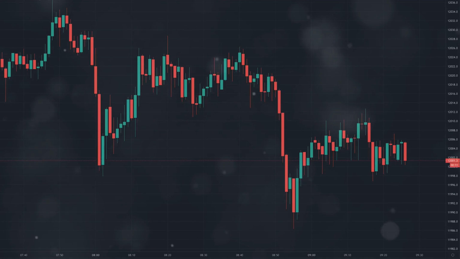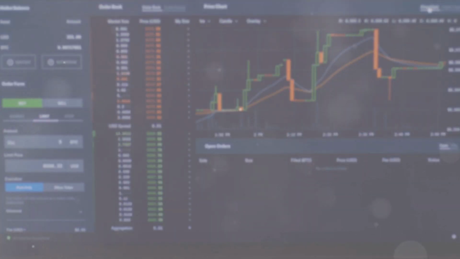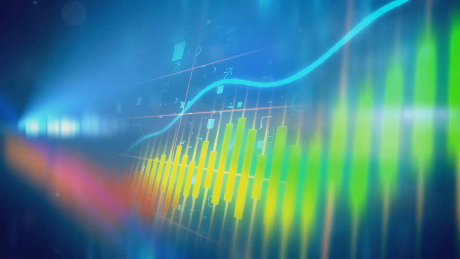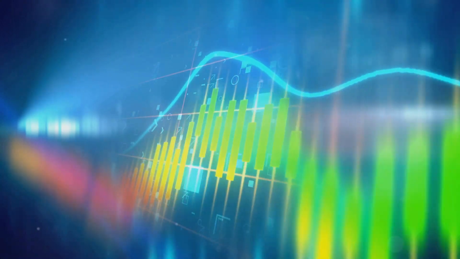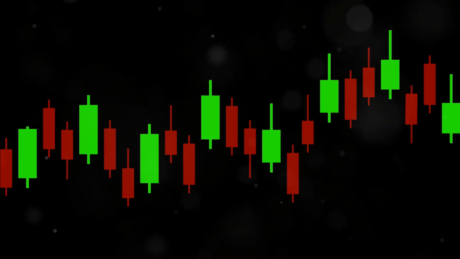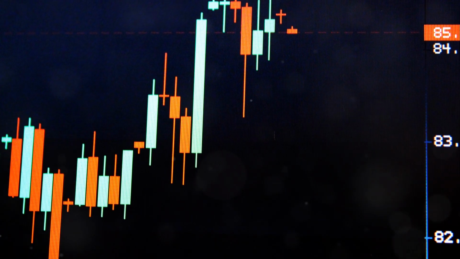Doji candlesticks. Signs of indecision. Next, we have the Doji candlesticks. These represent indecision in the market. Neither buyers nor sellers have full control. A neutral doji looks like a simple cross, meaning the open and close prices are nearly the same. The dragonfly doji has a long lower shadow, indicating a potential reversal upward after a downtrend. Conversely, the gravestone doji has a long upper shadow and signals a potential downward reversal after an uptrend.